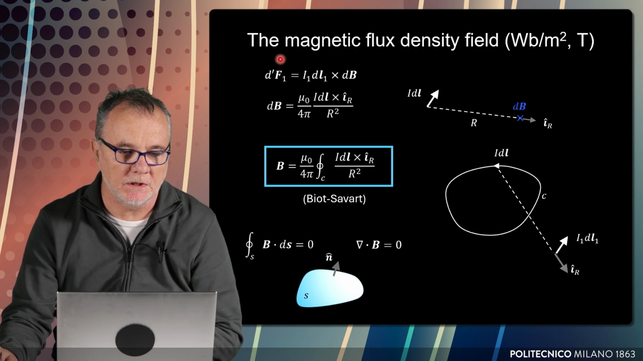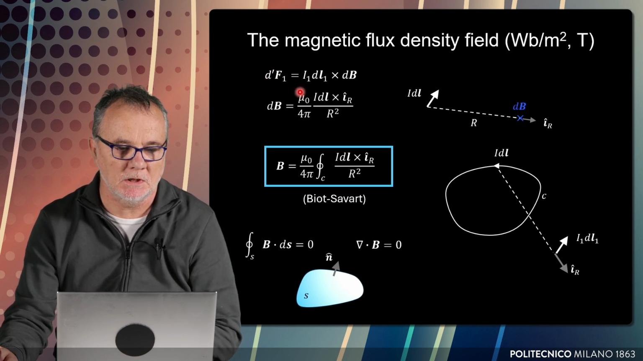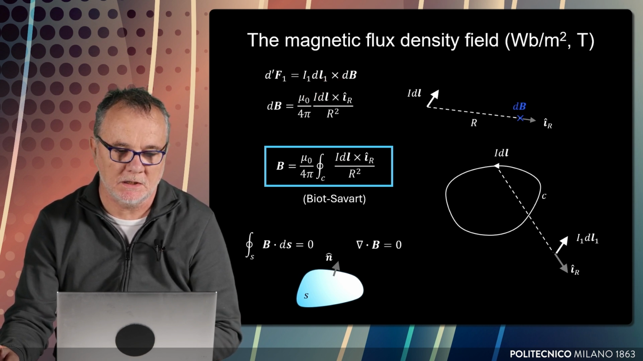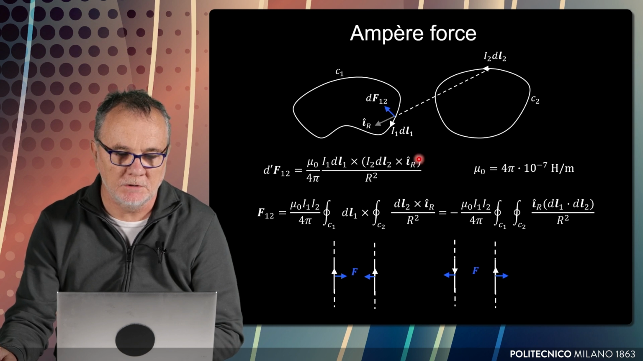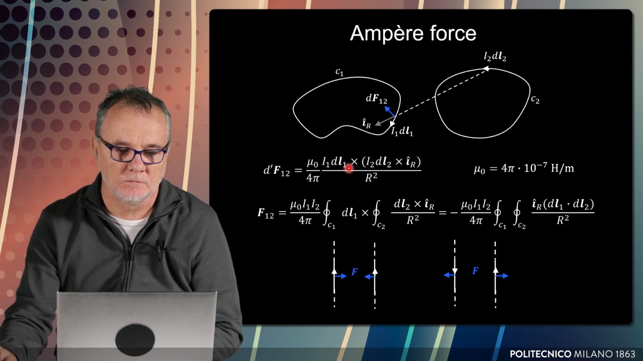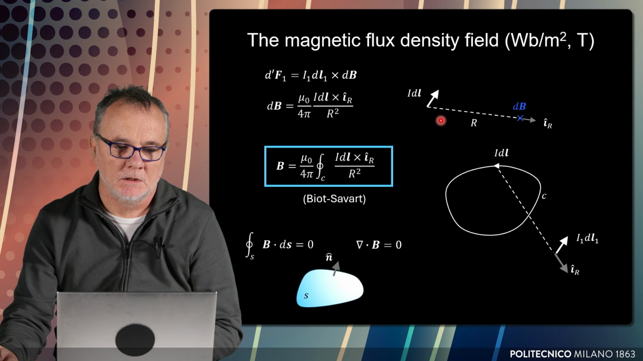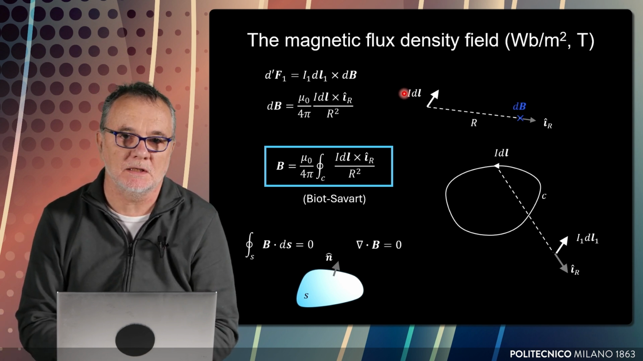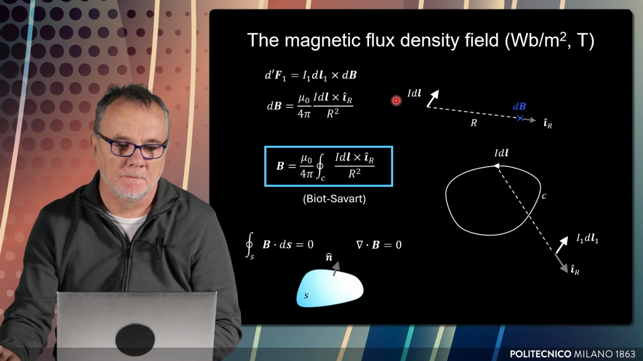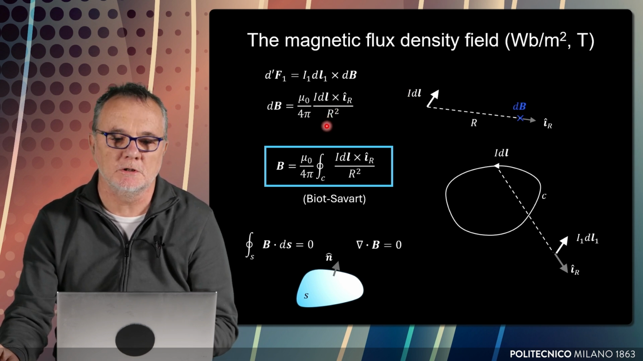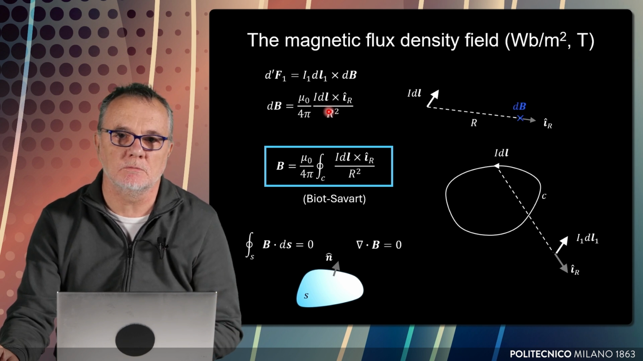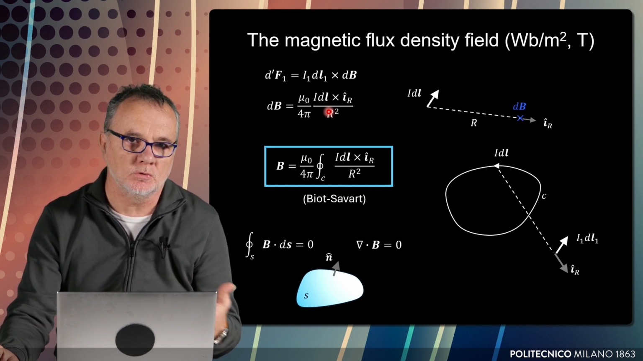Okay, so let's have a look at the expression of the force. In particular, we notice that the force on I1 dl1 is I1 dl1 cross something, let's go back to a previous slide, that only depends on loop number 2. This something, for us, has a name, which is called magnetic flux density or magnetic induction, dB, which is written here, that only depends on IDL, what we previously called I2dl2.